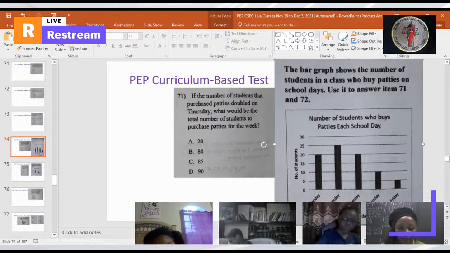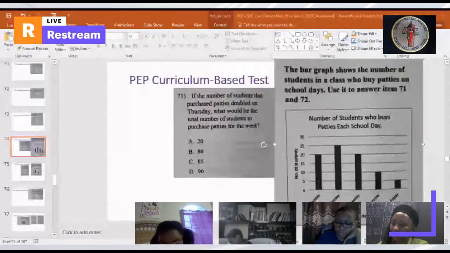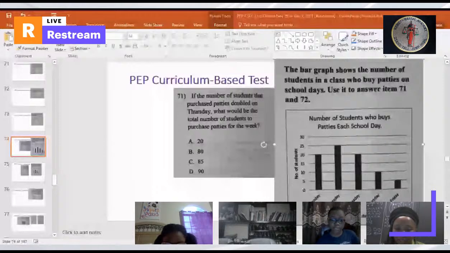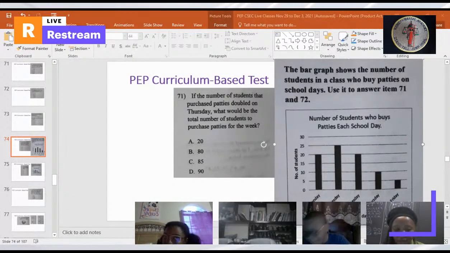What are your thoughts? D, 90. Madison is saying D, 90 for 71. Michaela is saying A. Yes, Antoine. I say B. Wait, no, C, 85. Antoine, make up your mind. C, Miss. What's your final answer? C, 85. All right, so Antoine is saying C.